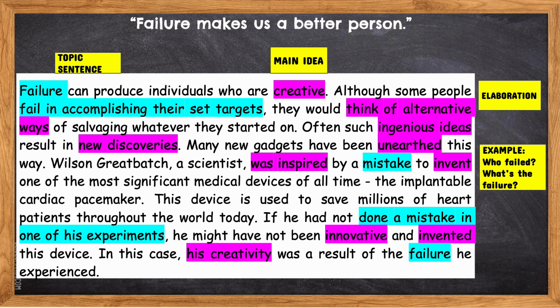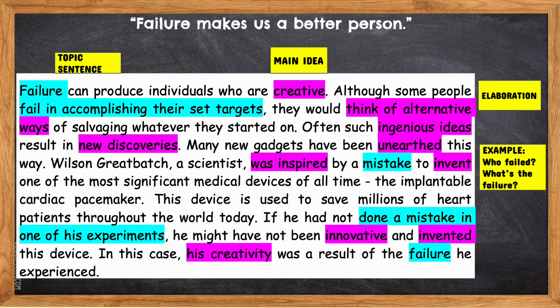So, a scientist was inspired by a mistake to invent one of the most significant medical devices of all time, the implantable cardiac pacemaker. Do you know what a pacemaker is? A pacemaker is a device that is put at your heart to control the rhythm of your heart. Cardiac is always associated with the heart. I'm sure you guys know, you are science students, right? This device is used to save millions of heart patients throughout the world today. So this is his invention and what it has done. So he's explaining.